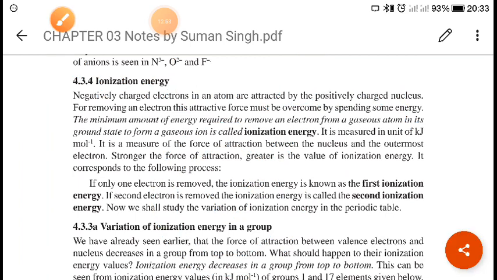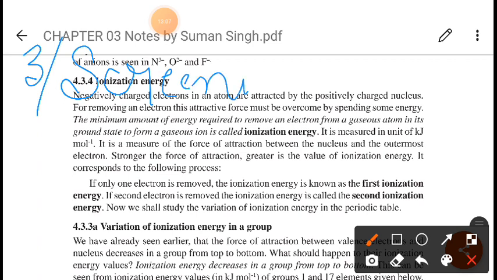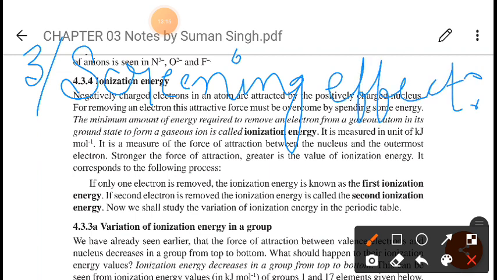Next is the screening effect, okay. About the screening effect I have also discussed in the previous lecture. Screening effect is also called shielding effect, okay. When we talk about the screening effect or shielding effect, let me tell you like this. In a multi-electron atom, the electrons present between the nucleus and the valence shell will shield the valence electron from the nucleus.